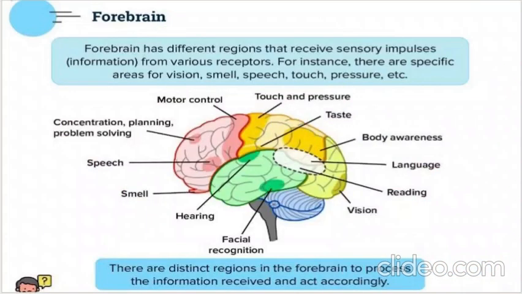Now, the forebrain has many different regions that receive impulses from the receptors. There are specific areas for vision, smell, speech, touch, pressure, language, and concentration. All of these are present in the forebrain. It has many parts, and each part does its function differently. So what are the three parts we studied in the forebrain? The forebrain has the cerebrum, thalamus, and hypothalamus.